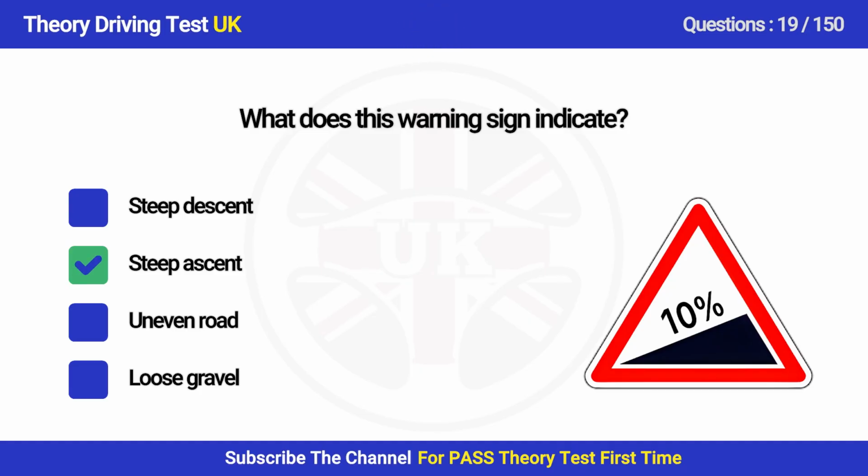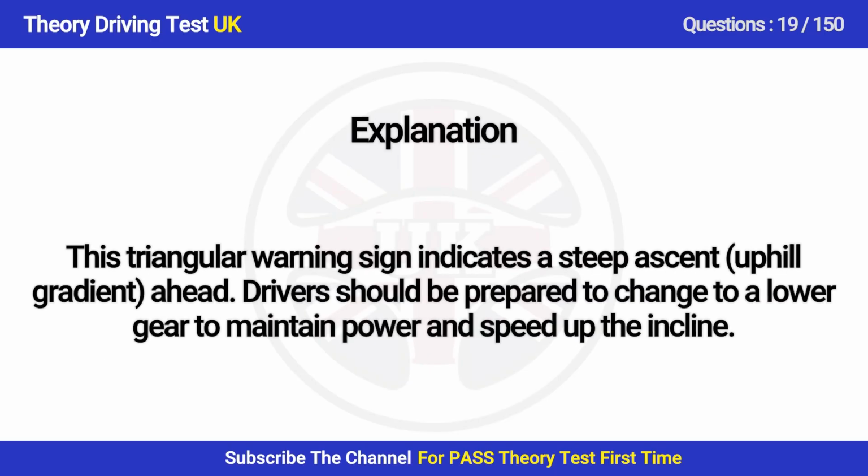Answers is B. Steep ascent. This triangular warning sign indicates a steep ascent uphill gradient ahead. Drivers should be prepared to change to a lower gear to maintain power and speed up the incline.